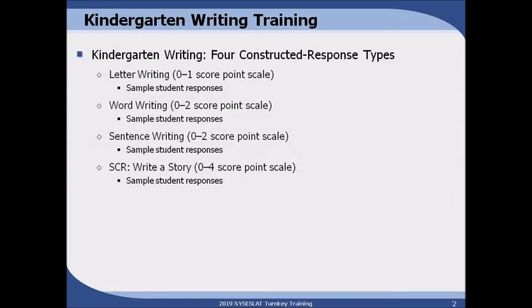Kindergarten writing has 4 types of tasks, each with its own rubric. Letter writing is scored with a 0 to 1 point rubric. Word writing is scored with a 0 to 2 point rubric. Sentence writing is scored with a 0 to 2 point rubric. The Write a Story Short constructed response is scored with a 0 to 4 point rubric.